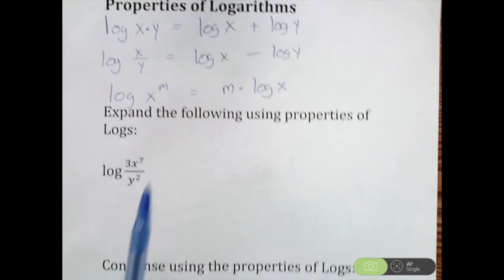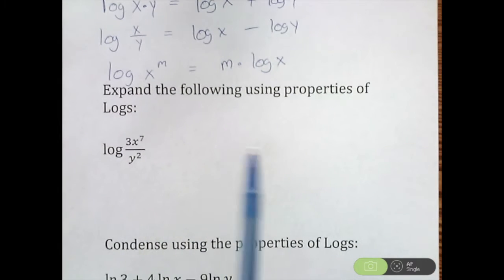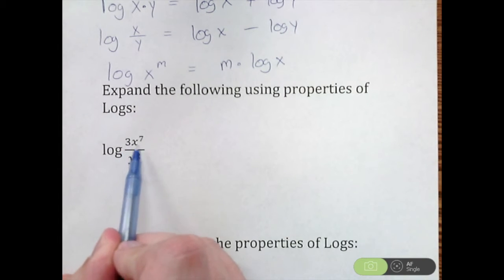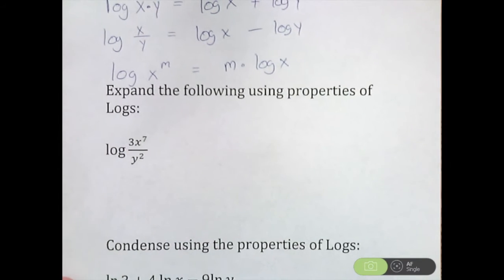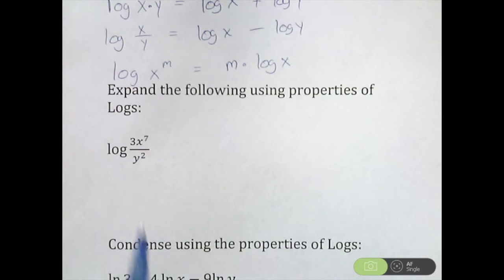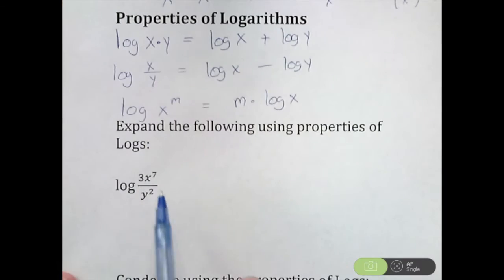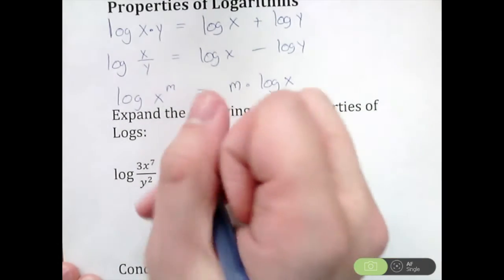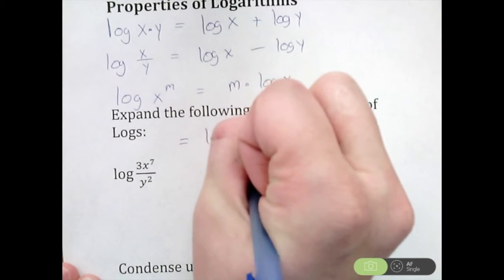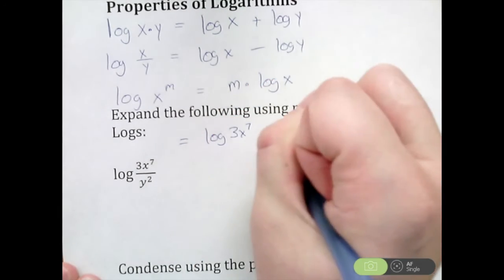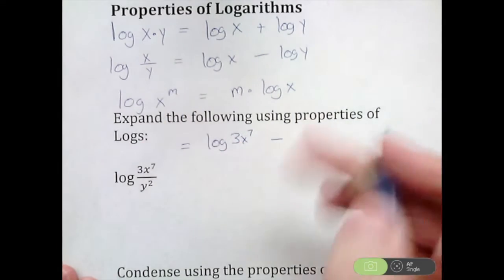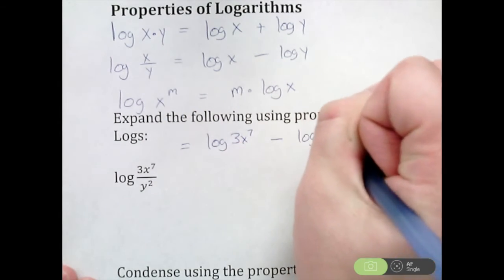So those are our properties. Quickly going through, I'm going to show you how to expand the following using properties of logs. I have log of 3x to the 7th divided by y squared. First thing I'm going to do, since we have that division sign, is reference our properties. If we're dividing, we go to subtraction. So this is the same as the log of the top, 3x to the 7th, minus log of y squared.